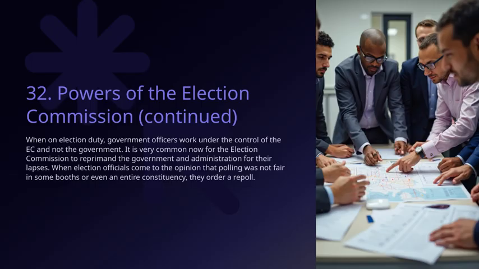Additionally, if election officials believe that the polling process was not fair at certain booths or even across an entire constituency, they have the power to order a recall. This step is essential to uphold the fairness of the election, ensuring that every vote counts and that the process remains transparent and trustworthy. So, these powers of the Election Commission reinforce its role as an independent body that safeguards democratic principles by actively overseeing and, when necessary, correcting the election process. This connects to the overall theme of the presentation, which is about understanding how the EC functions as a pillar of democracy, ensuring that elections are conducted in a free, fair, and transparent manner.